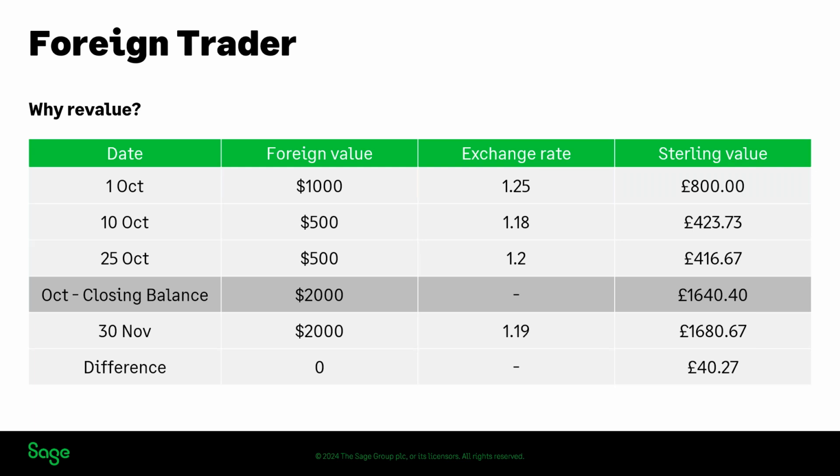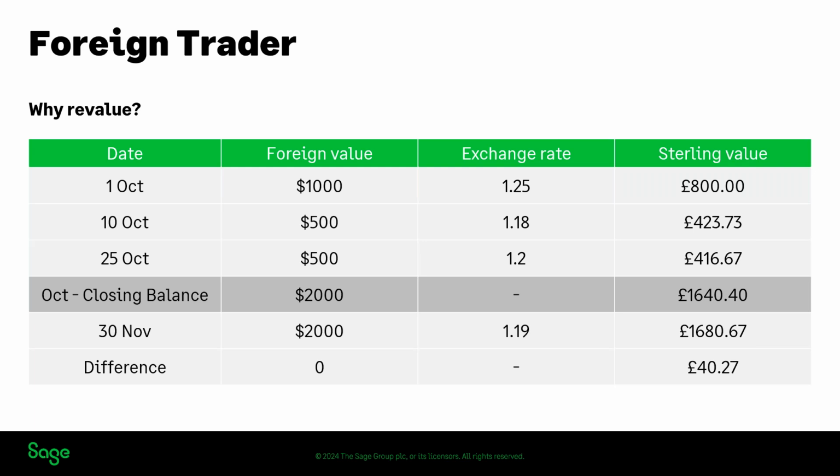Right, so in this scenario, we're going to use the dollar bank account, and we're going to say, right, on the 1st of October, we had $1,000 in the bank account, and we used an exchange rate of 1.25. So equivalent value at the time was £800. So remember, when you're entering those transactions, it records in the two values, foreign value and the sterling equivalent.